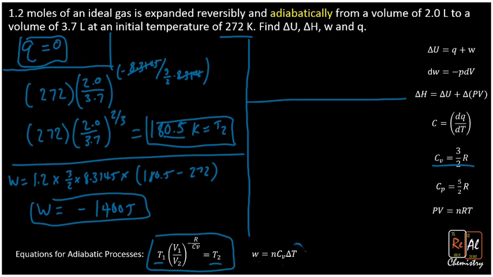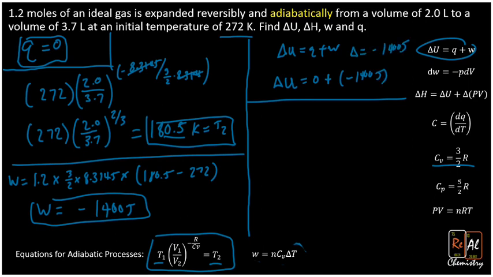Okay, now we have work and heat. So what can we calculate? We can calculate delta U. Delta U is equal to Q plus W. So delta U is equal to 0, which is my heat, plus work, which is negative 1400 joules. And what we're going to get is that delta U is negative 1400 joules. There is delta U. Except something that's helpful is to actually write the variable down. So we're going to do that. Perfect.